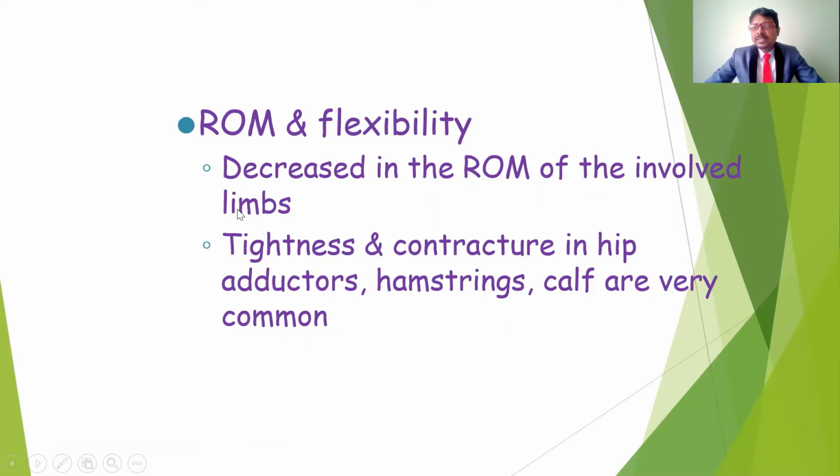We have to see which joints have restricted range of motion, especially where there are deformities. Those joints are going to have restricted movements. So we have to check whether the restriction is because of muscle tightness or because of any joint structures. Is it because of tightness or contracture in the hips? The hip adductors, hamstrings, and calves are very tight. These are the most commonly tight, spastic muscles. Because of the tightness or contractures of these muscles, there may be decreased movement and also less flexibility.